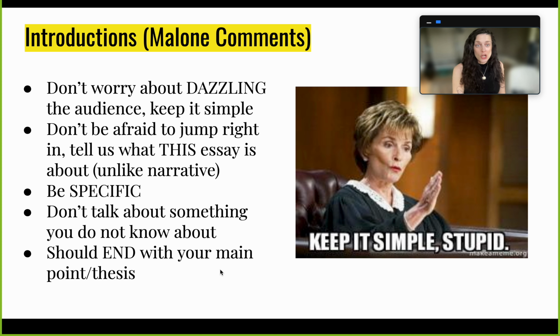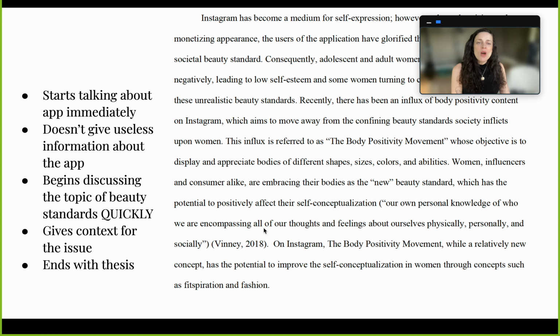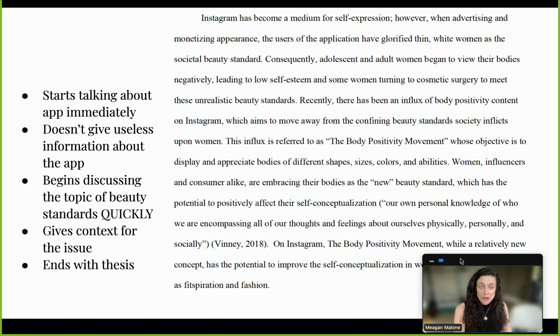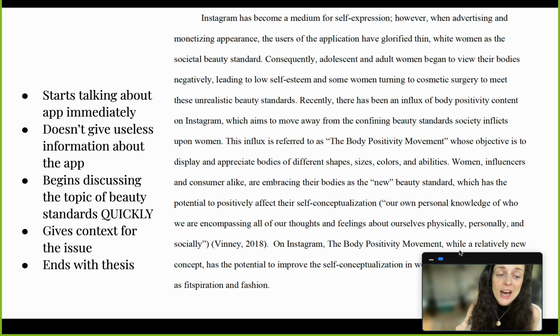The end of your introduction should also be where you state your main point, which is your thesis statement. So I have an example here, and I'm going to leave it here for you to look at in the slideshow, but I want to read just the very beginning and then the thesis statement. The first sentence is, "Instagram has become a medium for self-expression. However, when advertising and monetizing appearance, the users of the application have glorified thin white women as the societal beauty standard." So we begin right away.